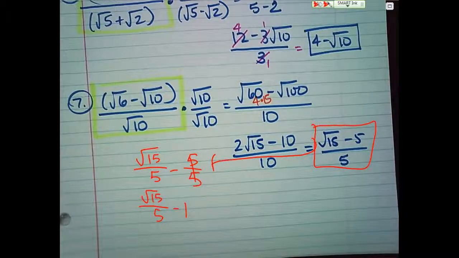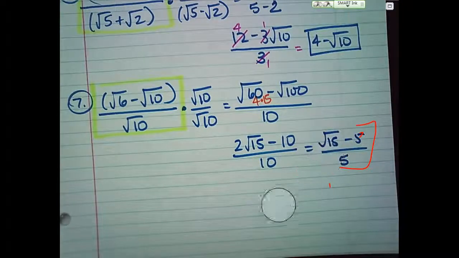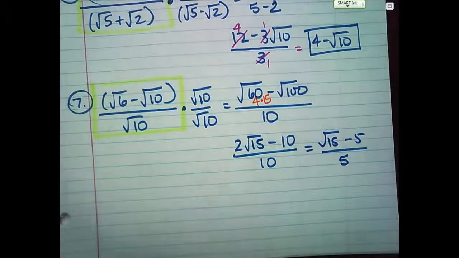But you cannot cancel this. This does not become root 15 minus 1. Y'all see it? A 5 would have to be with all 3, and kids tend to do that just by accident. But that says 5 divided by everything, not just the 5. If I cancel, then it's gone. Okay? So be careful of that.